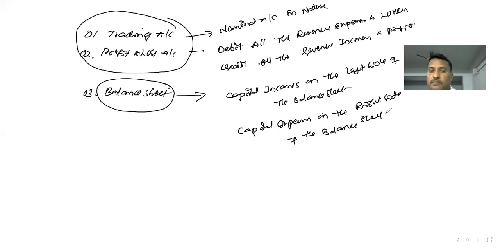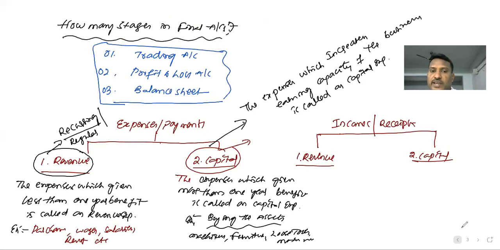So after the trial balance is prepared by an accountant, he divides the expenses into revenue and capital. Then revenue expenses are recorded on the debit side of the trading and profit and loss account, and revenue incomes are recorded on the credit side of the trading and profit and loss account. Capital expenses and incomes are part of the balance sheet. Right, these are the stages to prepare the final accounts.